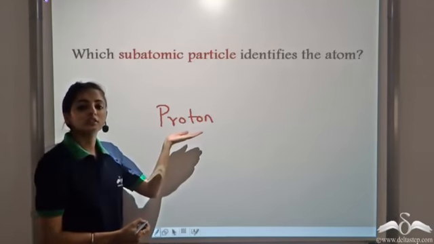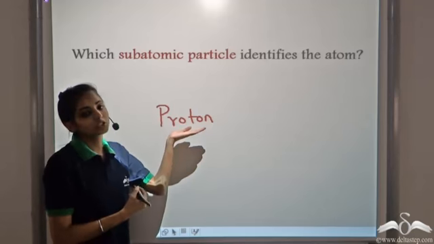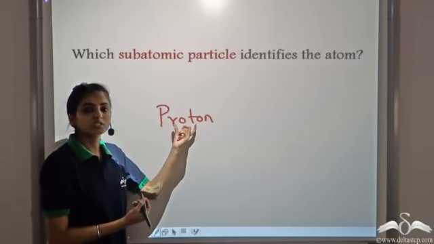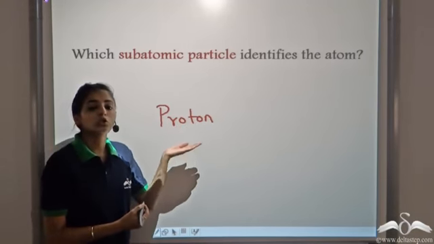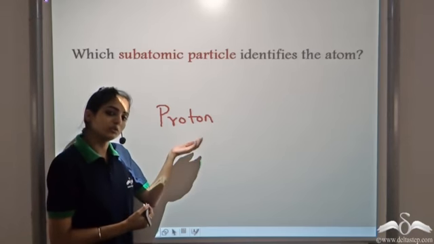As we change the number of protons, the element changes. This number of protons is also known as the atomic number. So the atomic number for each element is unique.